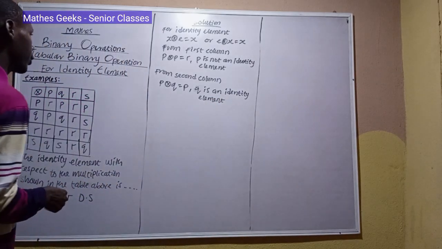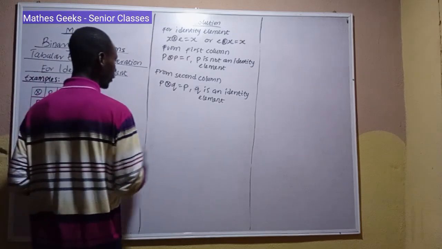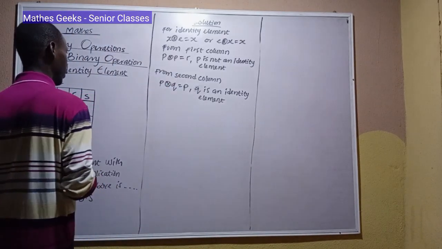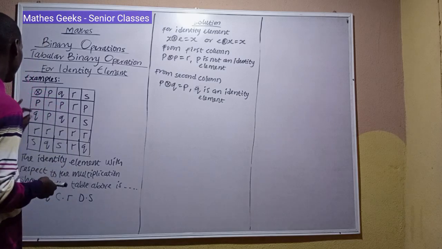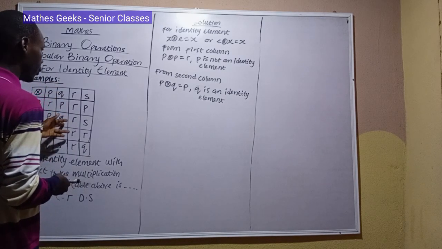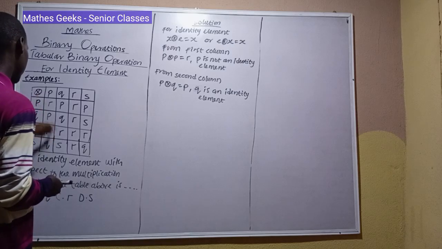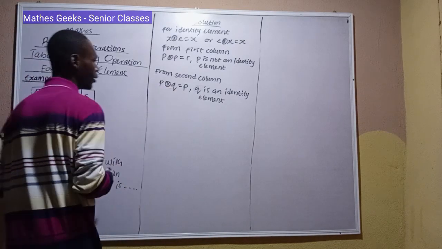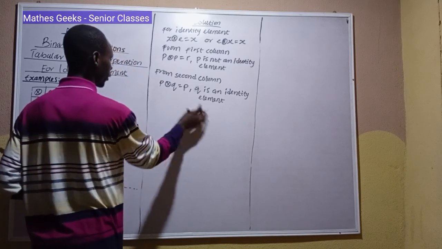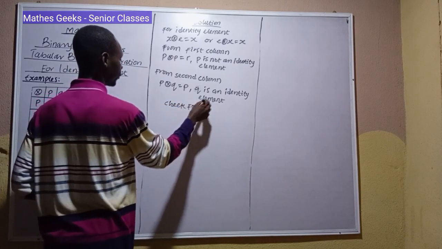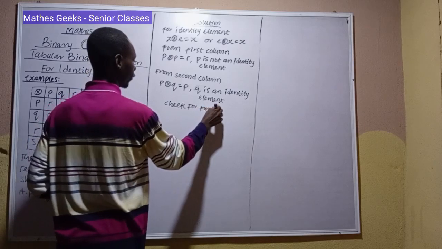Now we don't need to try the other rows or columns anymore. Rather, what we need to do is to check if this trend is continuous. We are going to use Q operation Q to see if we get Q back, R operation R. If we get it back, that will verify that Q indeed is an identity element. So let's check for further proof.